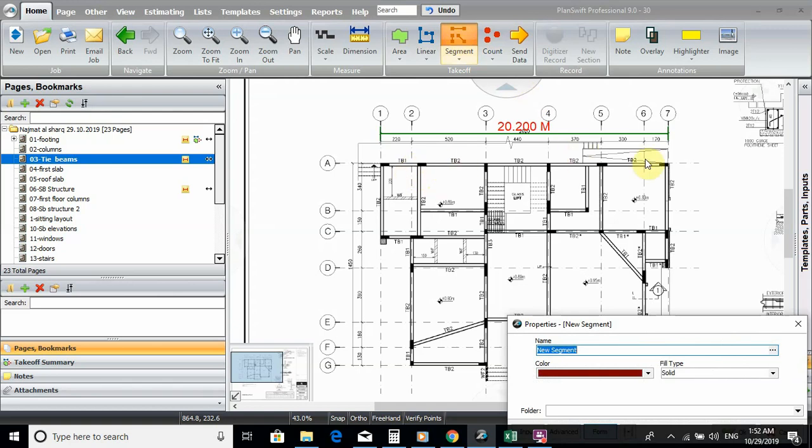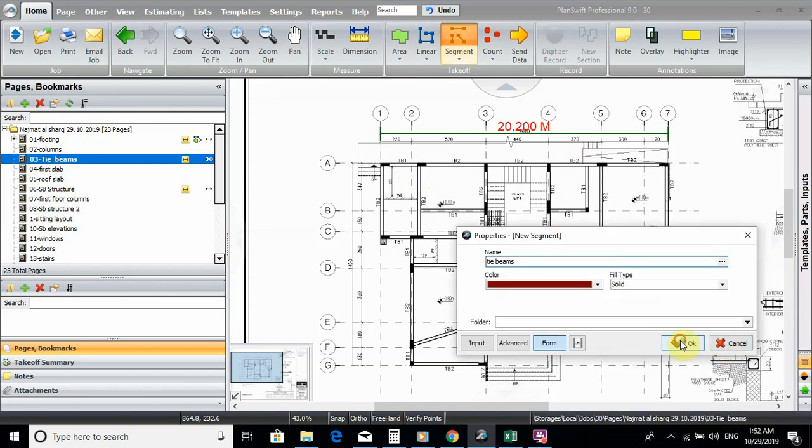We will take the columns with us. We will not make tie beam from column to column. No. Take the columns and deduct this height from the neck column later. But now let's count the tie beams.